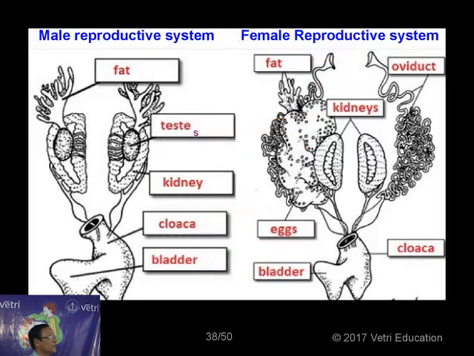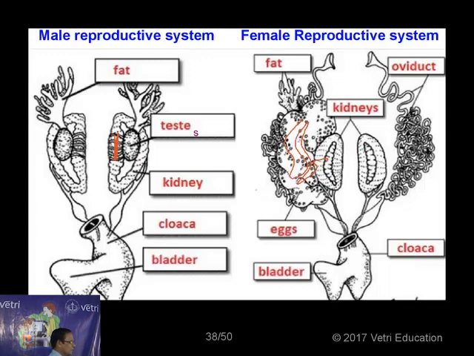Now the same comparison, the male reproductive system. You could see now the testes. Here, this is the ovary, found attached to the kidney. And then we have what we call the vasa efferentia, 10 to 12. But here there are no such structures, no functional connection between the kidney and the ovaries.